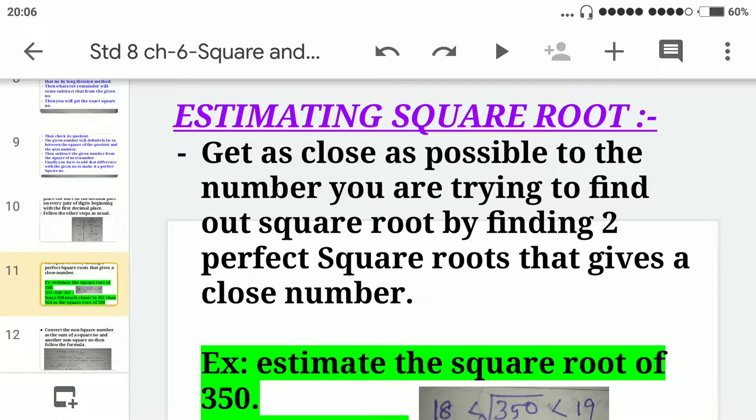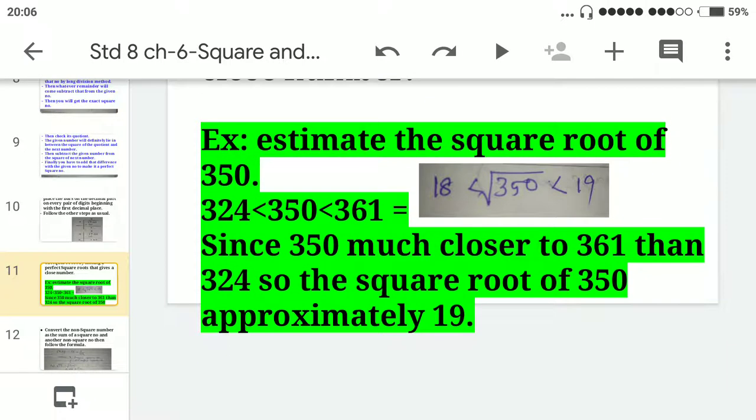Then there is another method you should know. It is not in your book, but for your information I have given it. It is called estimating square root. It is also very easy. Get as close as possible to the number whose square root you are trying to find by finding two perfect squares. That gives us a close number. That means if a number is not a perfect square but you just have to calculate its square root approximately, what to do? By estimating, just think here, you have to calculate the square root of 350. We know that 350 is lying in between 324 and 361, which are two perfect square numbers. 324 is the square of 18, and 361 is the square of 19. Then 350 is much closer to 361 than 324. So you take the square root of 350 as approximately 19.